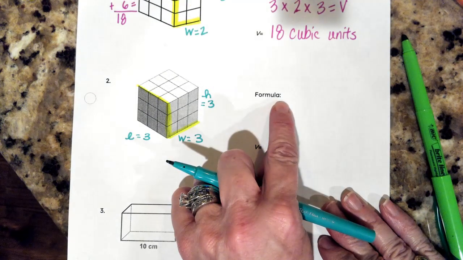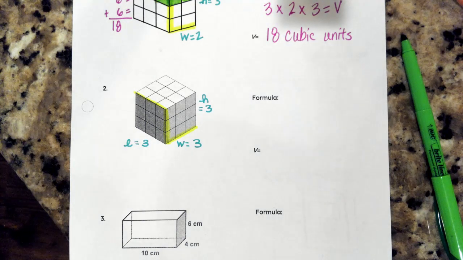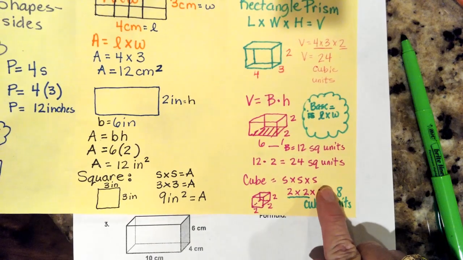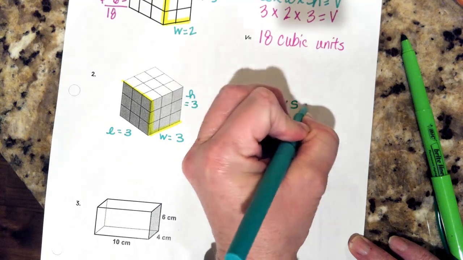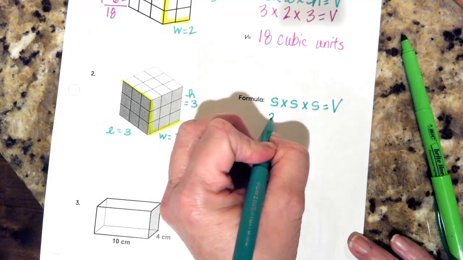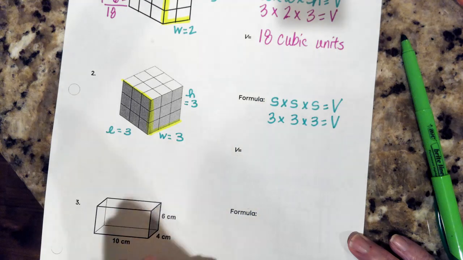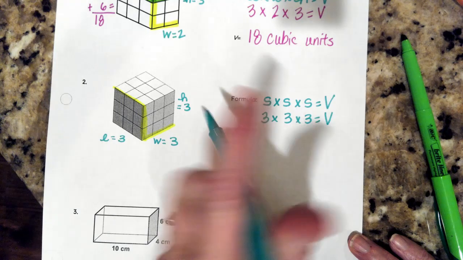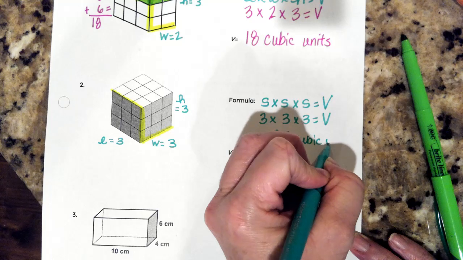So when I think about my formula that I want to use, I'm going to go back to my yellow paper, and I can think, oh, if I have a cube, then I need side times side times side, which is what I'm going to put in for my formula. Side times side times side equals volume. And 3 times 3 times 3 will give me the volume. And 3 times 3 is 9, and 9 times 3 is going to give me 27 cubic units.